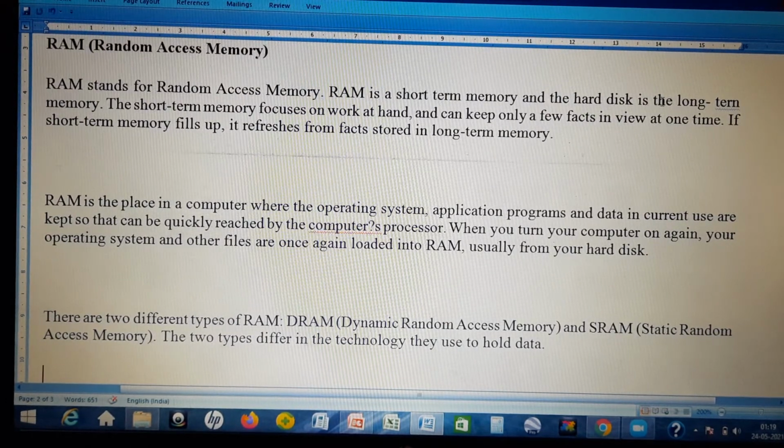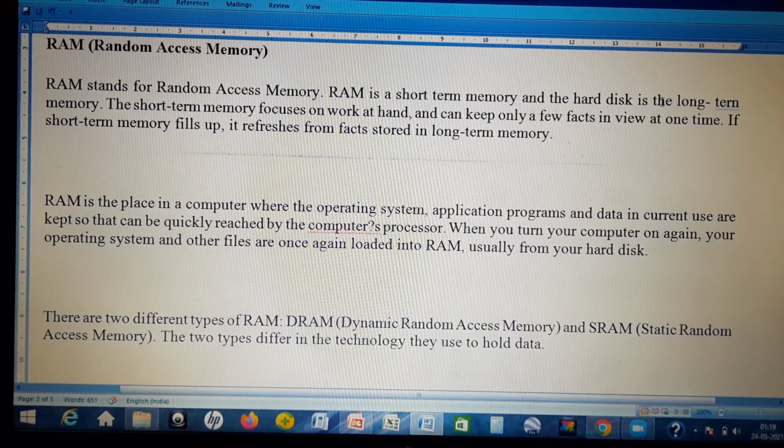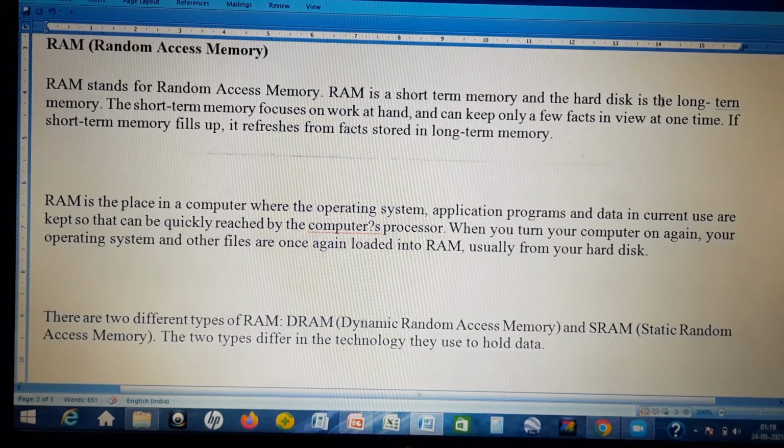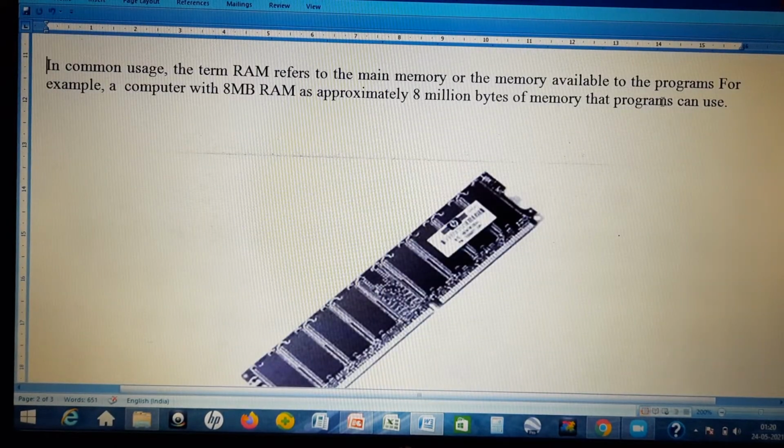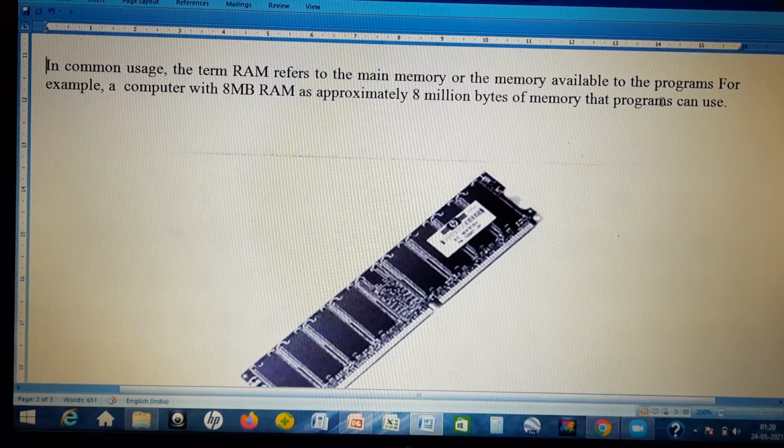Okay, students, here you can see there are two different types of RAM, that is DRAM, dynamic random access memory. And you can also see another one, that is SRAM, and the full form is static random access memory. The two types differ in the technology they use to hold data. You can see the picture also. In common use, the term RAM refers to the main memory or the memory available to the program. For example, a computer with 8 MB of RAM has approximately 8 million bytes of memory that programs can use.